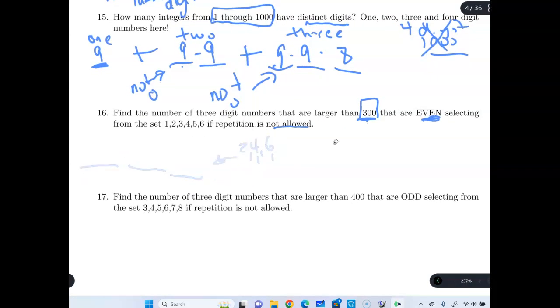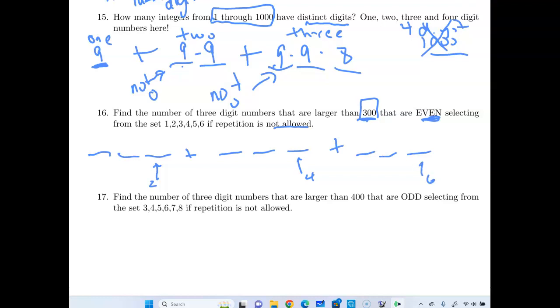So I'm going to suggest that we think about 3-digit integers where I put the 2 here, or 3-digit integers where I put the 4 here, or I put the 6 here. And that's going to make it even, and then I can worry about where the other digits are going to go to make it larger than 300. Okay, so if I put the 2 here, there's one way to put the 2 here. Okay, so there's 1, 2, 3, 4, 5, 6 numbers total.